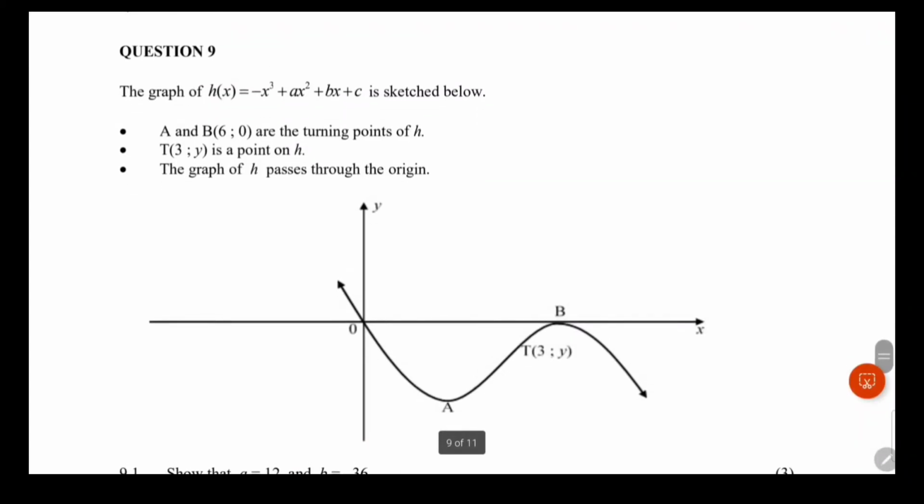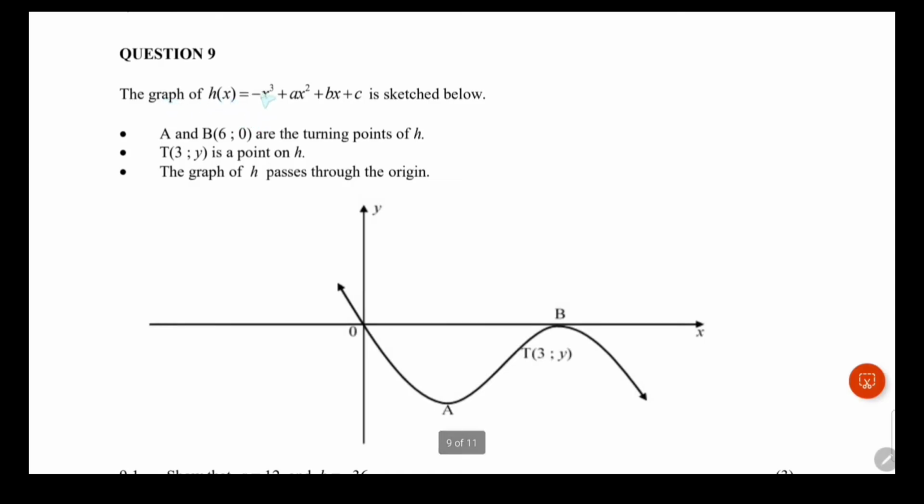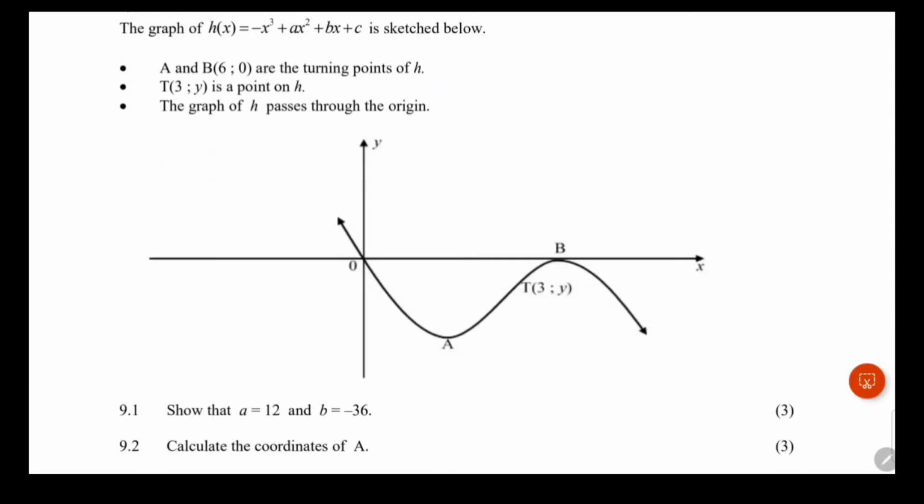Now we're on question 9, and it says the graph of h of x is equal to negative x cubed. Notice there actually is a number in front of x cubed, it's negative 1. Plus ax squared plus bx plus c is sketched below. They give you a and b, and say that they are turning points of h. They give us that as 6 and 0. Then they tell us that t is a point on h, and we have been given the x value of t. The graph of h passes through the origin, so the origin is another point we have. As you can see, it is an x-intercept and also a y-intercept. So that tells us a lot.